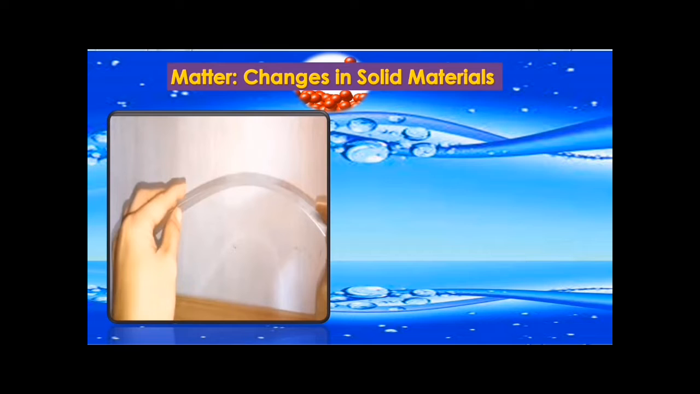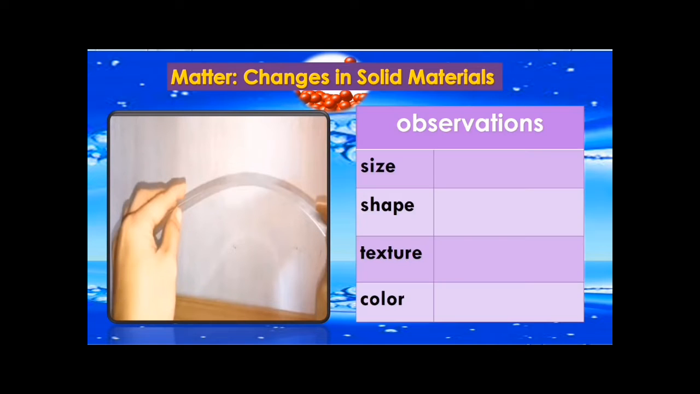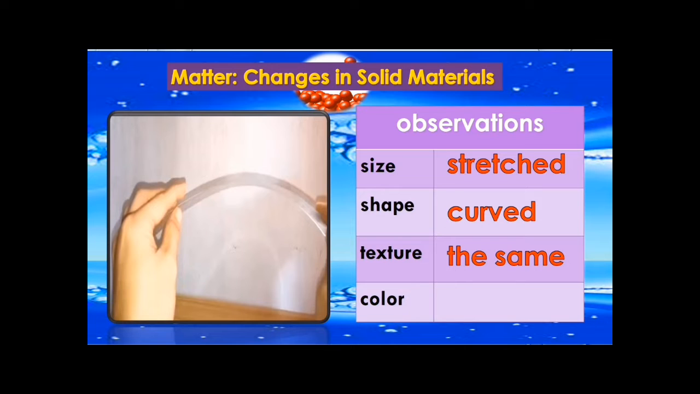Now what happened to the ruler after it was bent? Did it change its size? Right, the ruler stretched when it was bent. Was there a change in shape? Yes, as you can see, the ruler curved after it was bent. How about its texture? Correct, nothing has changed in texture. Did it change its color? You're right, the color is still the same.